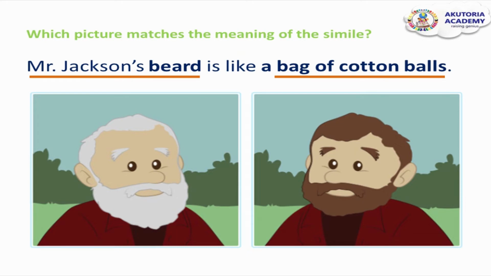Now let's answer the question. Which picture matches the meaning of the simile? The first one. If you've seen a cotton ball, or if you haven't, at least you've seen cotton wool, or you've seen the earbud we use for cleaning. Yes, what's the color? White, exactly. So this sentence was actually trying to tell us the color of Mr. Jackson's bear.